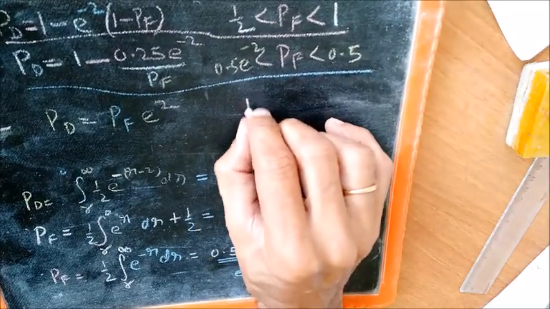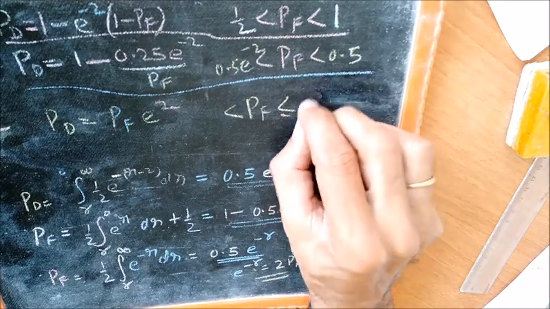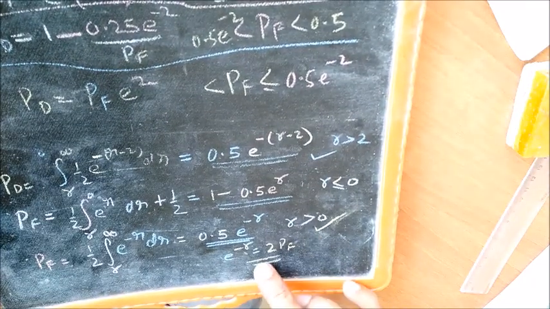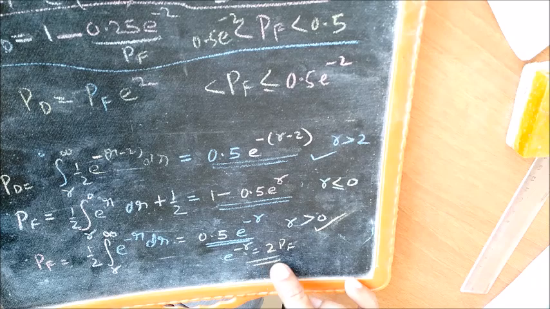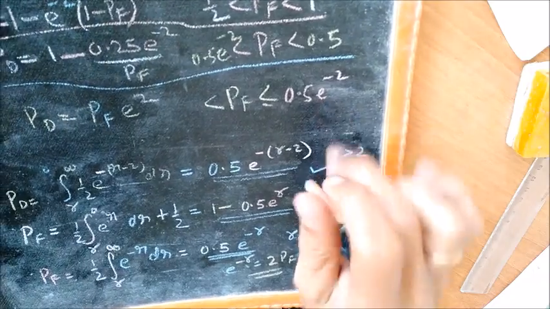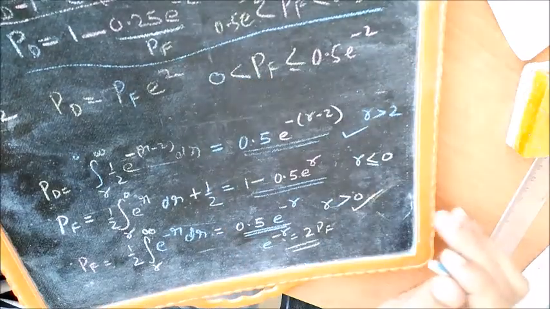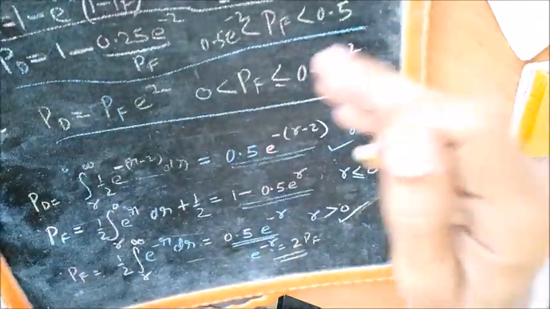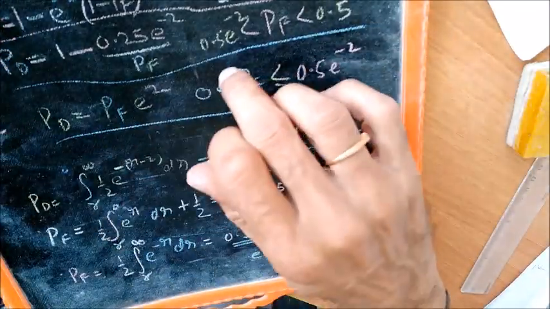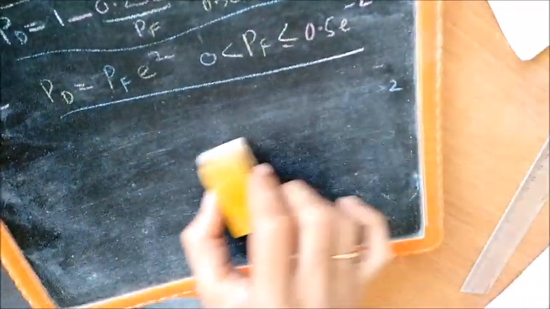And this is for PF ranging from 0.5 e power minus 2. You can substitute gamma as 2 and you can see that PF ranges from 1 by 2 e power minus 2, that is 0.5 e power minus 2, and when gamma is infinity, PF becomes 0. So this completes the range of PF from 0 to 1, and this is how you will be getting the relation between PD and PF. Now we have to just plot this to get the receiver operating characteristics.